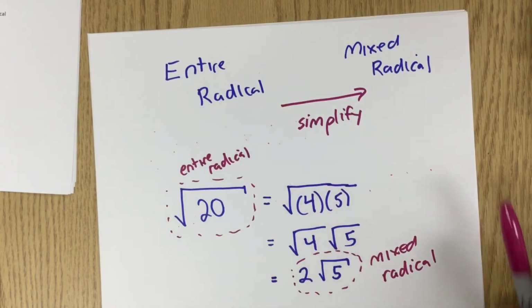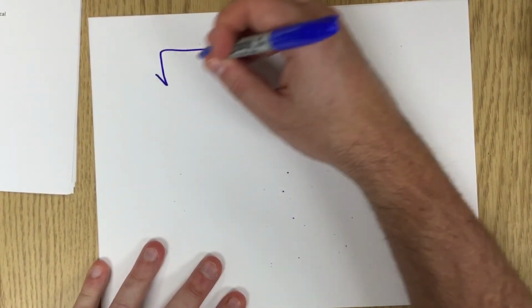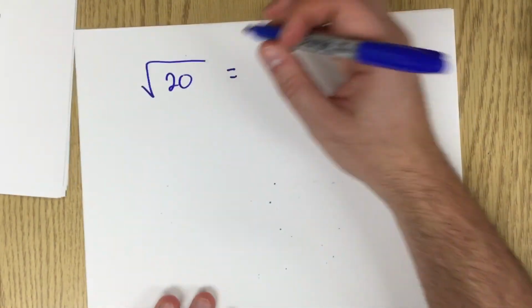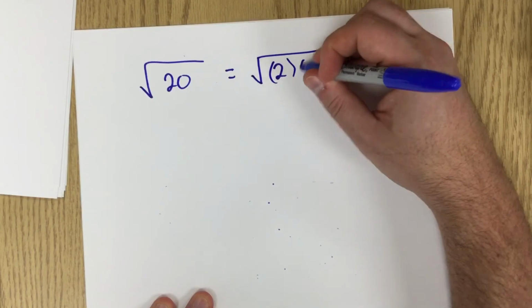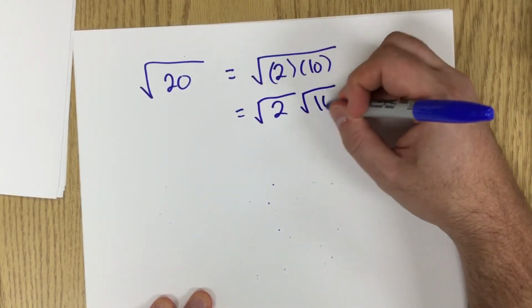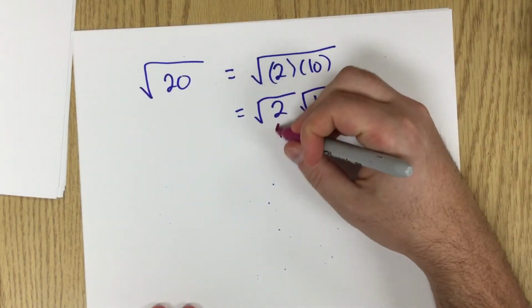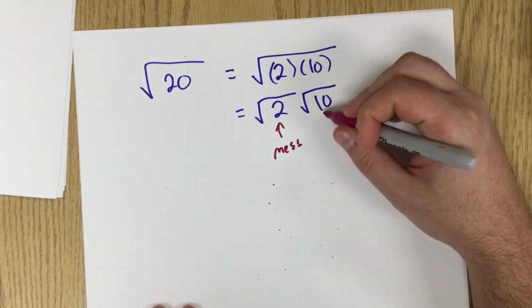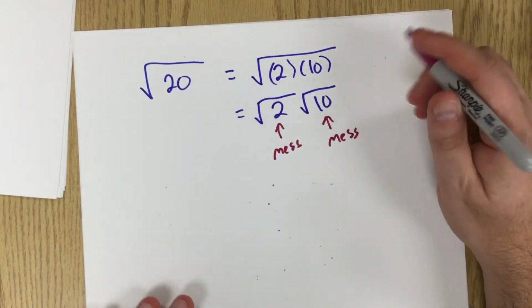Now, it's important that you can't just randomly break things up. So for example, let's say I had root 20 and I said, okay, root 20 is the square root of 2 times the square root of 10, which is root 2 times root 10. And root 2 is a mess, and root 10 is also a mess. And so that doesn't help at all. It's actually just a big mess.